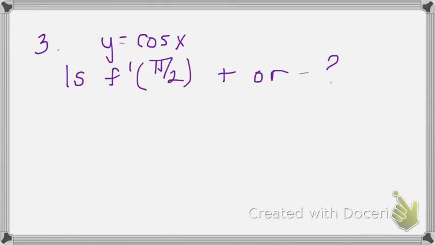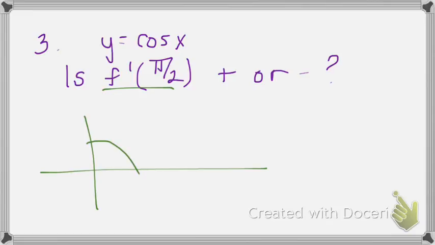Okay, another thing that it might ask you is, is the derivative positive or negative? And they give you a function. Well, you can just sort of graph this. I know that cosine looks like this. I know that this starts at 0. I know that this is at 2 pi. So this must be at pi because that's halfway between. So pi over 2 must be right here.